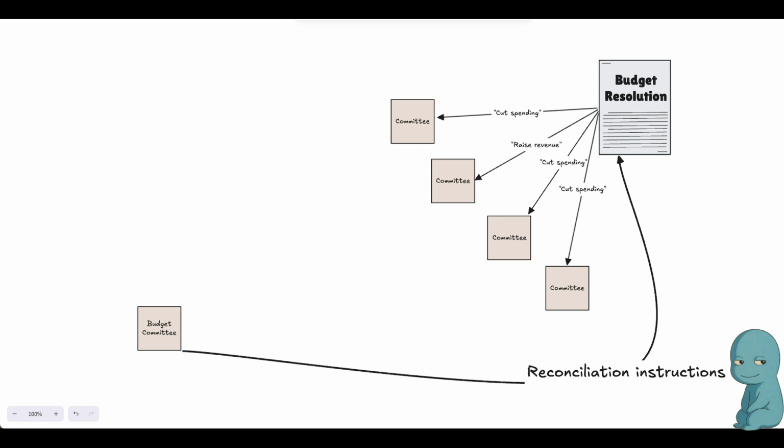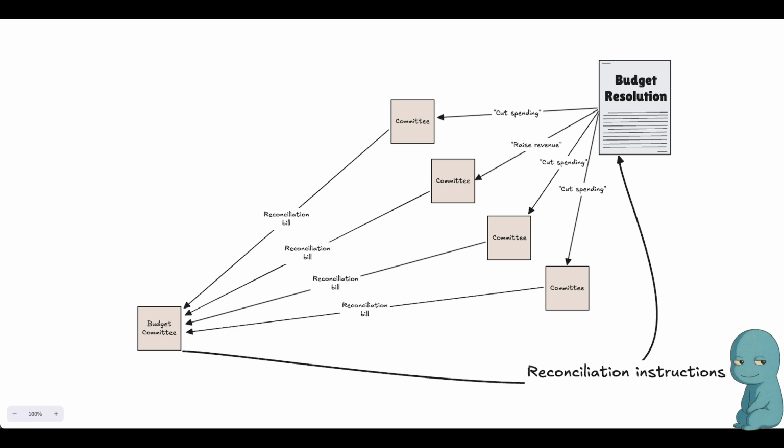All of these bills from all of the instructed committees go back to the House or Senate Budget Committee, and that committee will package them into what is called an omnibus reconciliation bill. This is just for procedural efficiency. Now the entire thing can be considered at once, rather than considering each reconciliation bill individually.